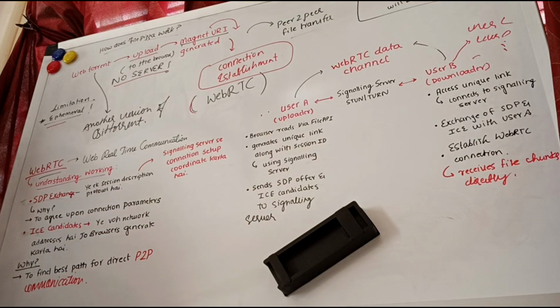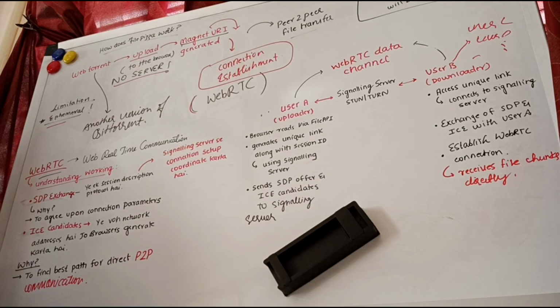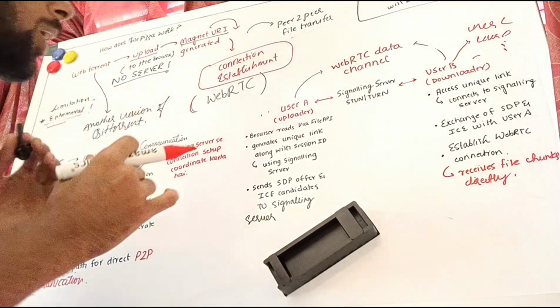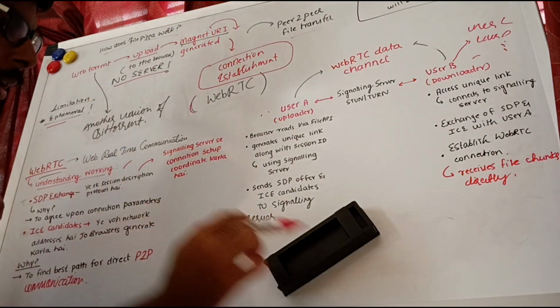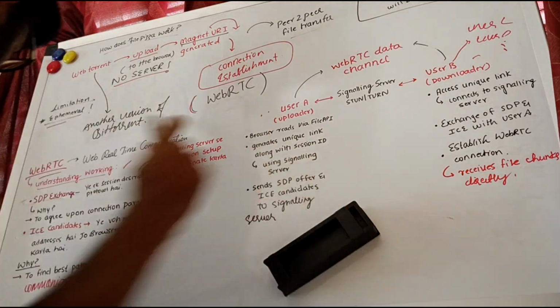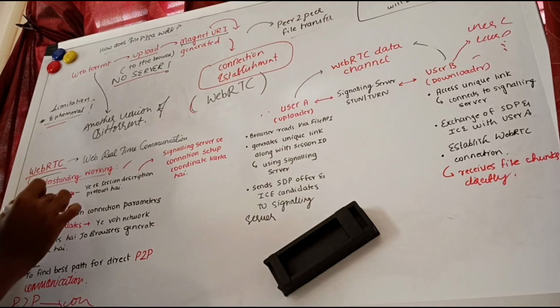So what is WebRTC? It refers to Web Real-Time Communication. This is nothing but a framework or a service which lets you use real-time communication on the web. Now let's understand the working. WebRTC consists of three main things. One is the SDP exchange, one is the ICE candidates, and one is the P2P service or P2P communication.